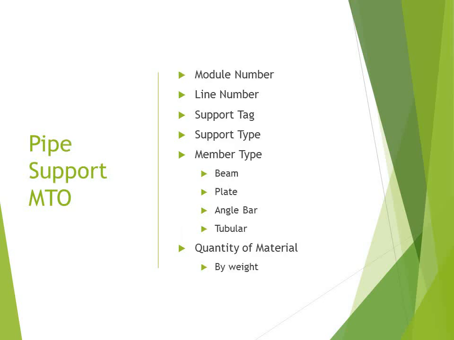The pipe support MTO is available in different formats depending on the source. The fabrication MTO also contained references to the module number and line number similar to the piping isometric MTO. It also has the pipe support tag, type of member for each part of each support as well as the size of that member, and the quantity of material by size and weight.